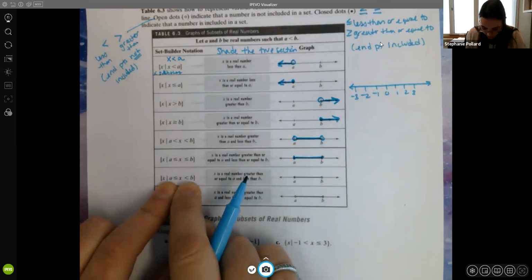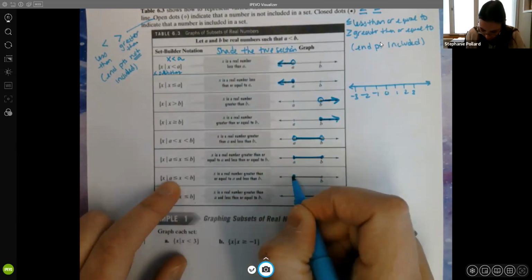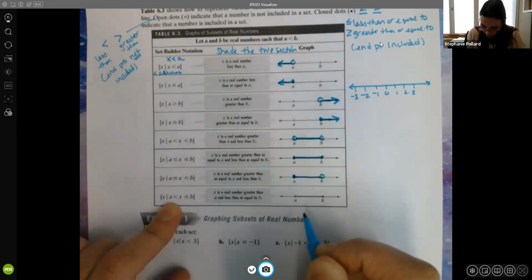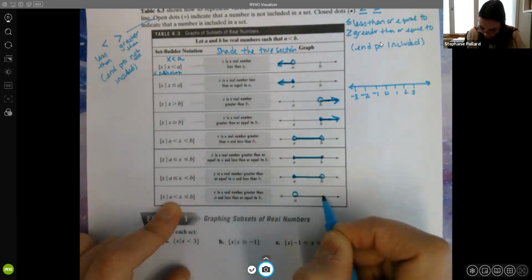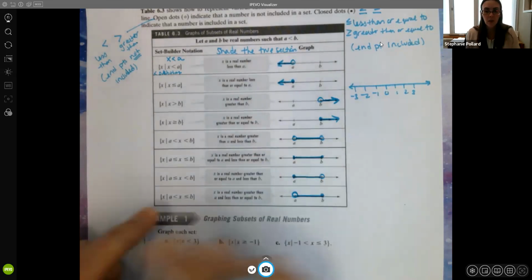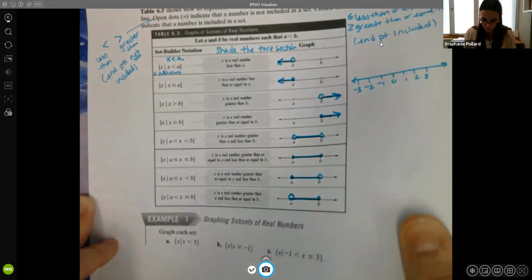You can mix your signs. So here on the A end, it's going to be a closed circle, but on the B end, it's going to be an open circle. And then the opposite here: on the A end, open, and on the B end, closed. Okay, so those are the graphs that we're going to see.